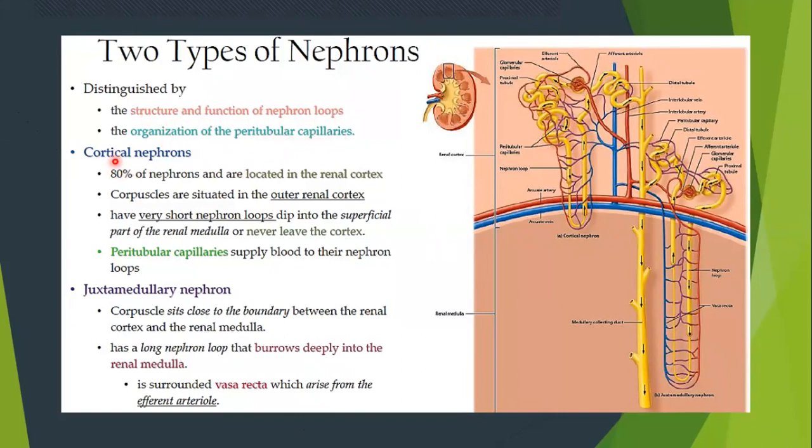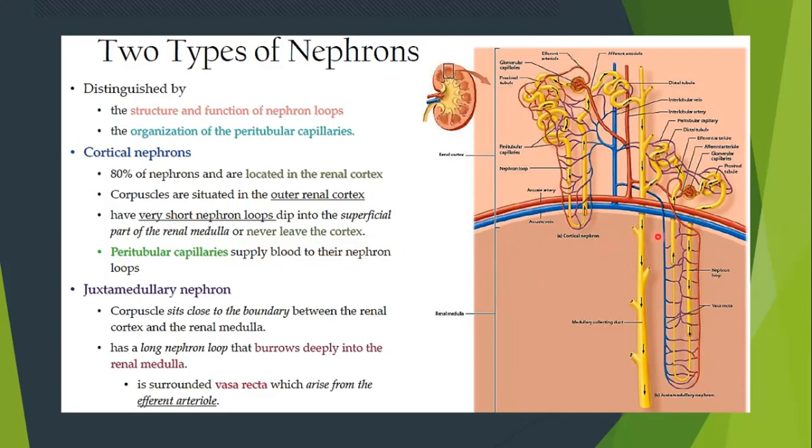peritubular capillaries. Cortical nephrons form the majority, 80%, and they are situated in the outer renal cortex, or are found near the periphery of the renal cortex. They have a very short nephron loop. The loop of Henle is very short, and it either dips only into the superficial part of the renal medulla, this is the renal medulla, or never leaves the cortex. Their peritubular capillaries supply blood to their nephron loops. These are the peritubular capillaries.